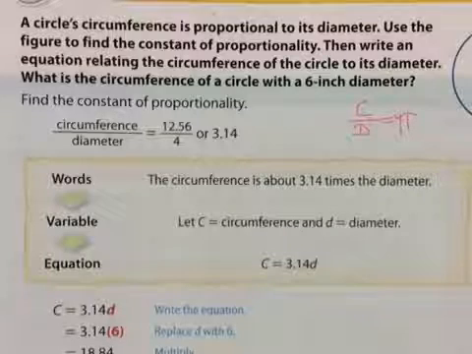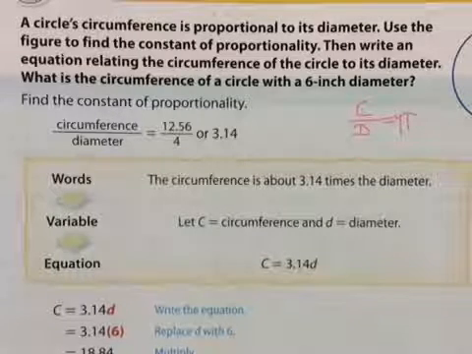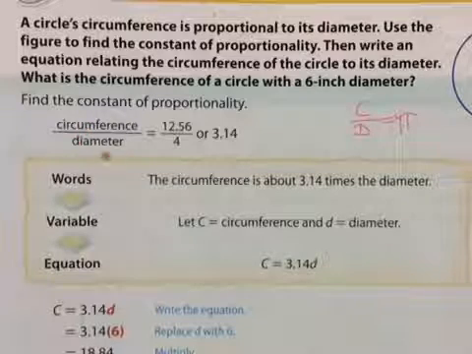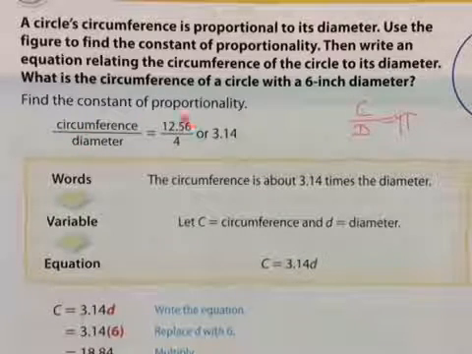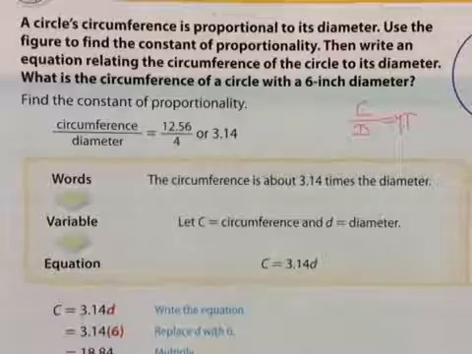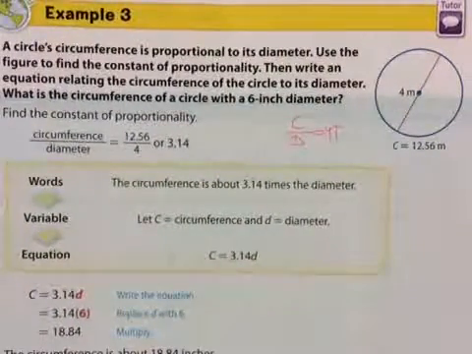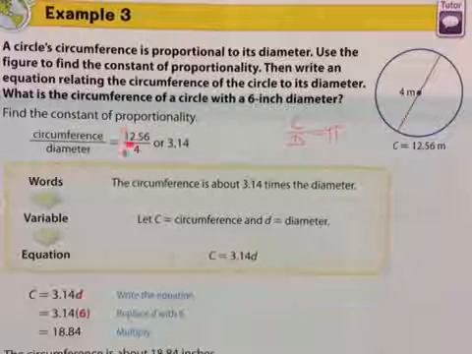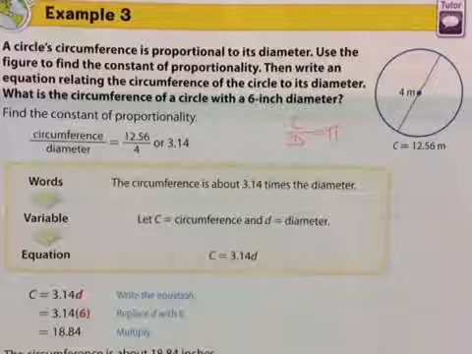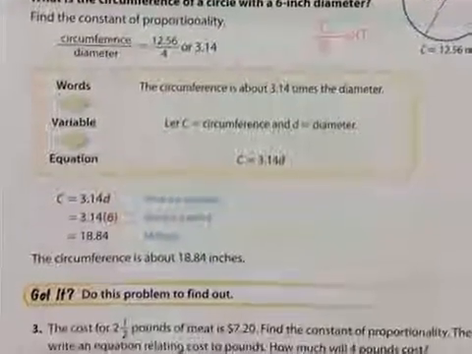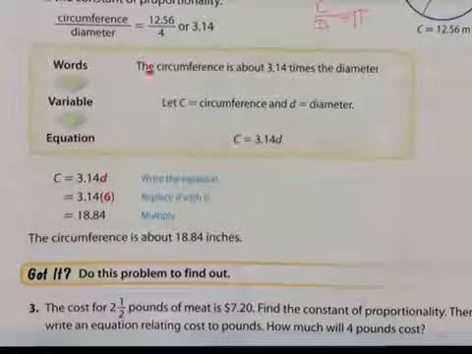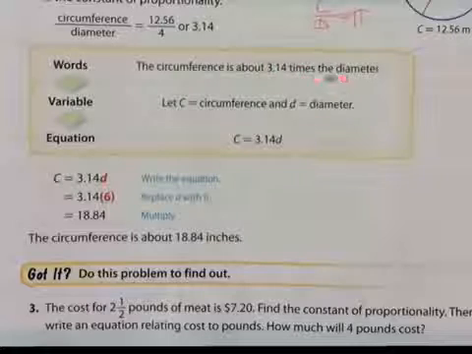And you can see what I just wrote here. You have the circumference on the top, the diameter on the bottom, so you divide it. You have 12.56 divided by 4, as shown here by our circle. And it's going to equal, when you divide the top by the bottom, 3.14. And we know that 3.14 is pi. And the circumference is about 3.14 times the diameter. It's that much bigger, every time.